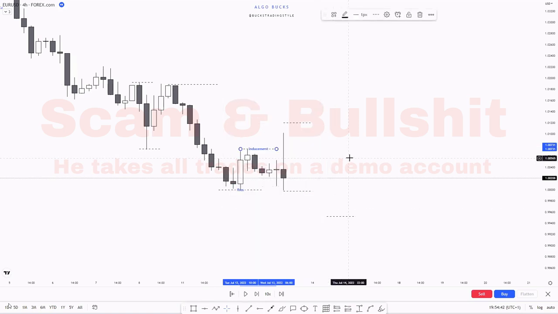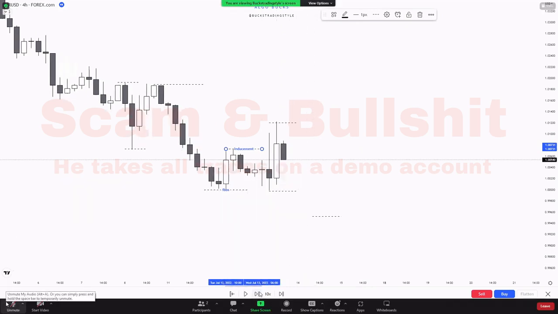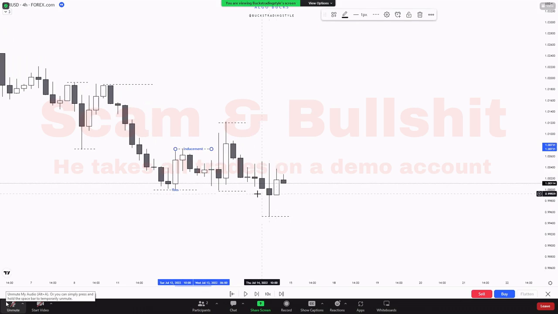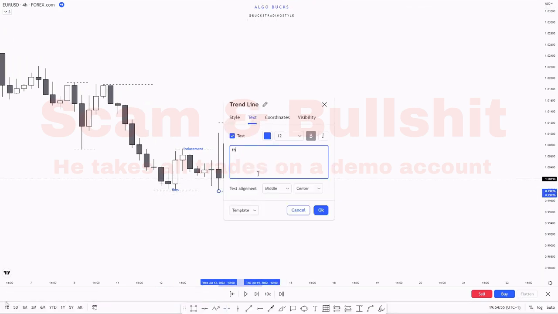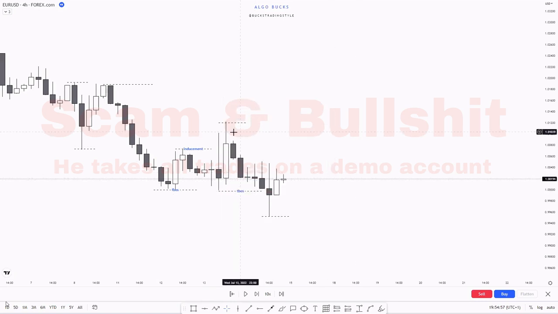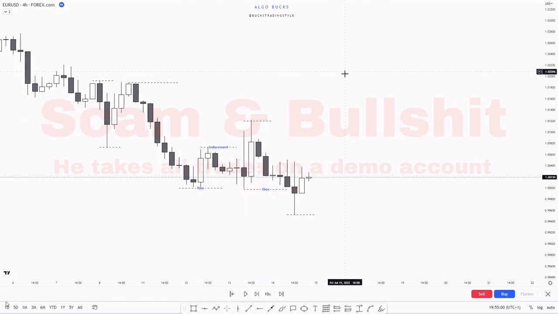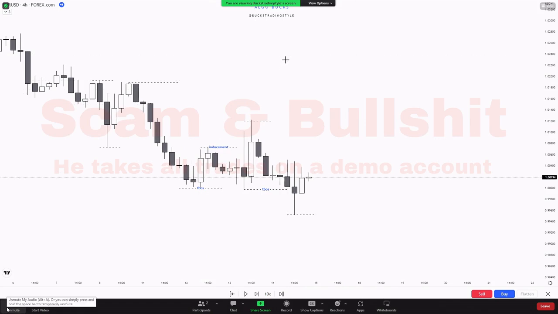Okay. Then after inducement, what do we want to see next? We want to see mitigation before the true break of structure. So, good. Right here is the true break of structure. True break of structure.